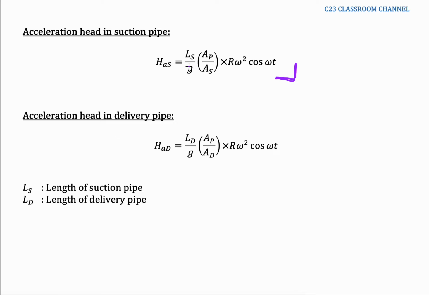So the LS, the LD, AP, AS and AD here: LS is the length of the suction pipe. AP is the cross-sectional area of the piston. This is the cross-sectional area of the suction pipe. LD here is the length of the delivery pipe. AP means the cross-sectional area of the piston, and AD is the cross-sectional area of the delivery pipe.